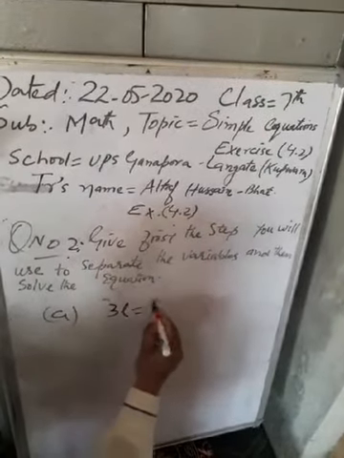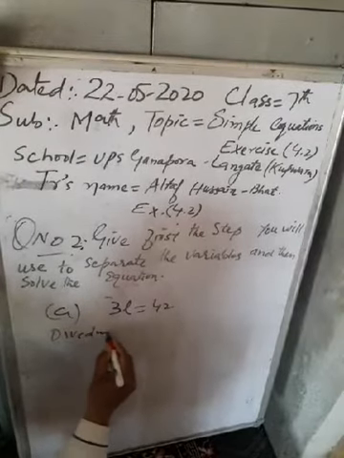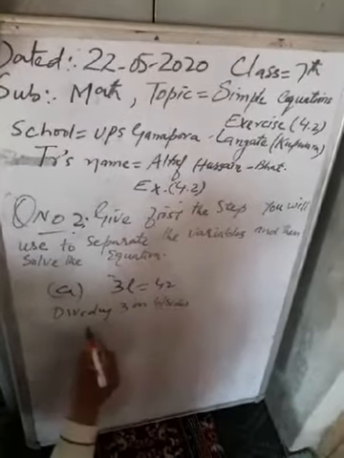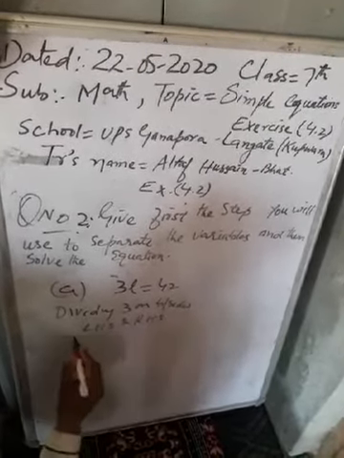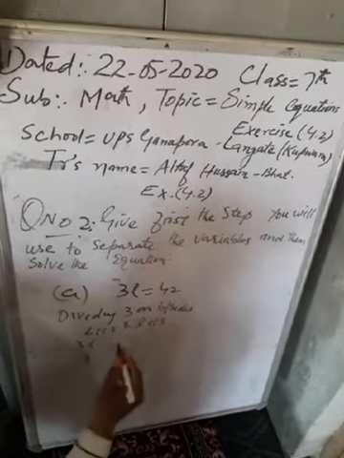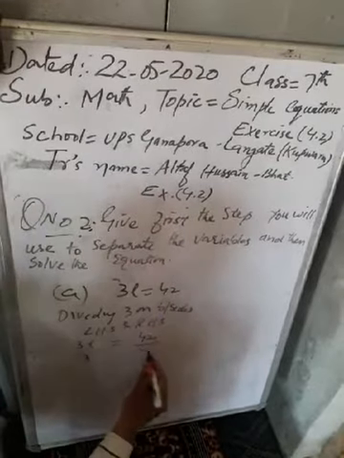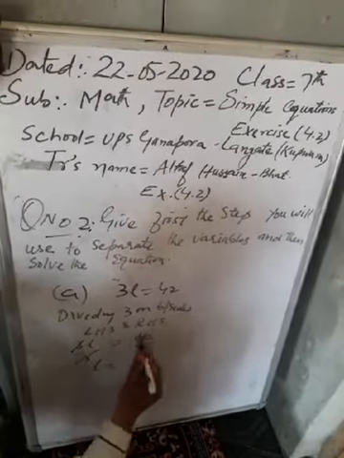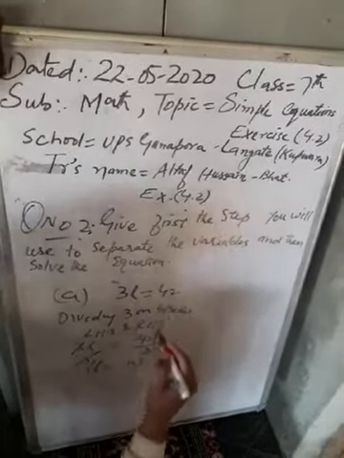3L is equal to 42. We will divide in 3 on both sides, LHS and RHS. For example, 3L divided by 3 is equal to 42 divided by 3. 3 and 3 gets cancelled. So L is equal to 3 ones are 3, 3 fours are 12. So value of L is equal to 14.